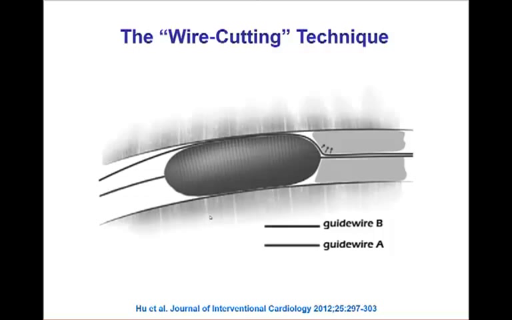Another potential technique that requires, however, 2 guidewires is the so-called wire cutting technique, in which 2 wires are advanced through the lesion, then a balloon is inserted and pushed all the way to the proximal cap, and then the second guidewire is withdrawn rapidly, scoring the lesion and potentially allowing advancement of a balloon.